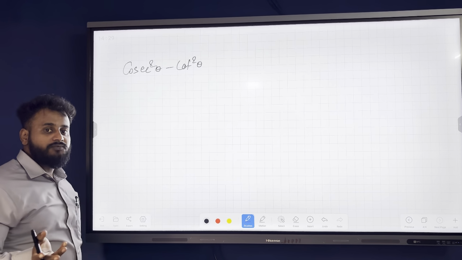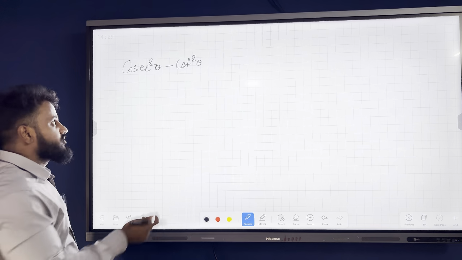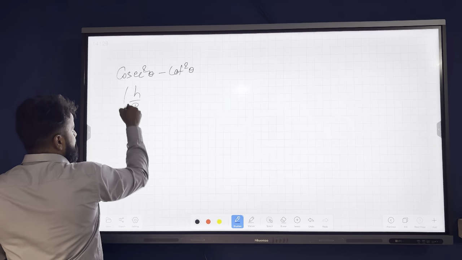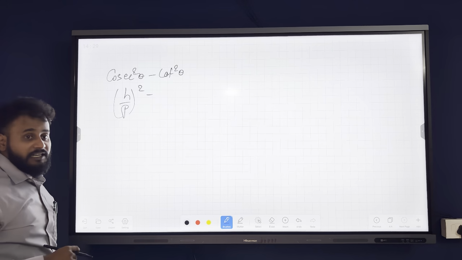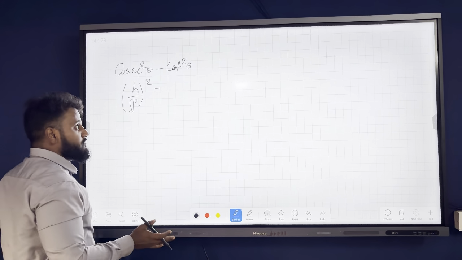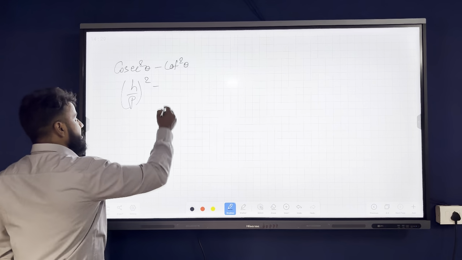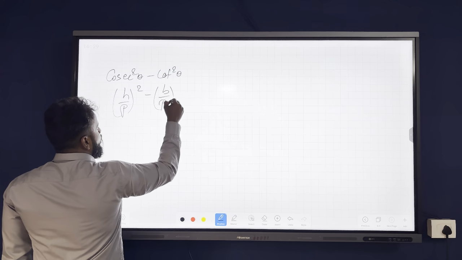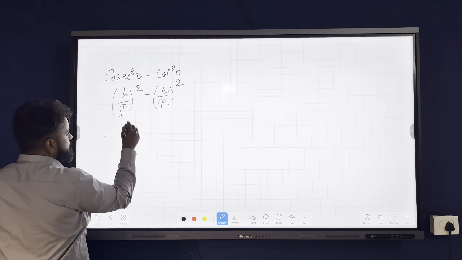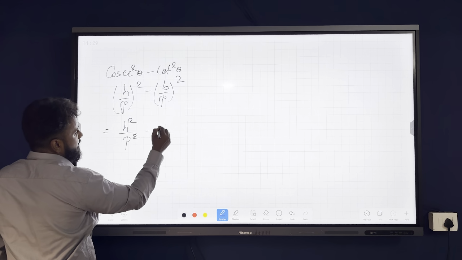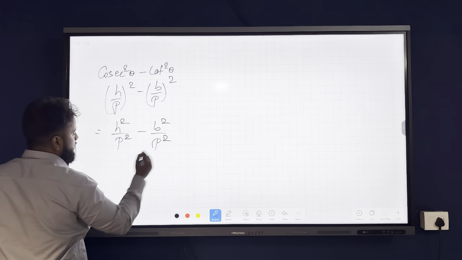What is the formula of sin theta? That is p by h. So cosec theta is going to be h by p, h by p whole square. What is cot theta? It is the opposite of tan theta. As we know, the formula of tan theta is p by b. So we are going to use b by p whole square. Now let us solve this one. This is going to be h square by p square minus b square by p square.